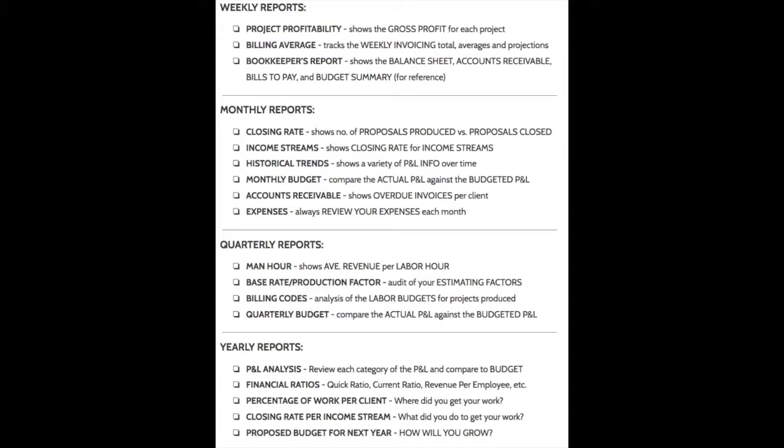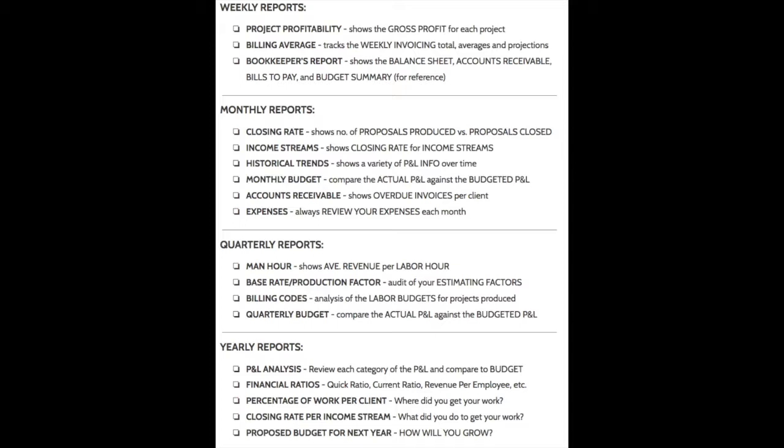The monthly reports, for example, you're going to take a look at your closing rates, your income streams, historical trends, the monthly budget, accounts receivable, and expenses. On a monthly basis, you always want to review your expenses. The quarterly reports, we're going to take a look at the man hours, and they're going to show the average revenue per labor hour. You're also going to be taking a look at your estimating processes and your base rate or your production factors that you're using to produce your estimates, because we need to adjust those frequently throughout the year to make sure that we're pricing our work correctly.